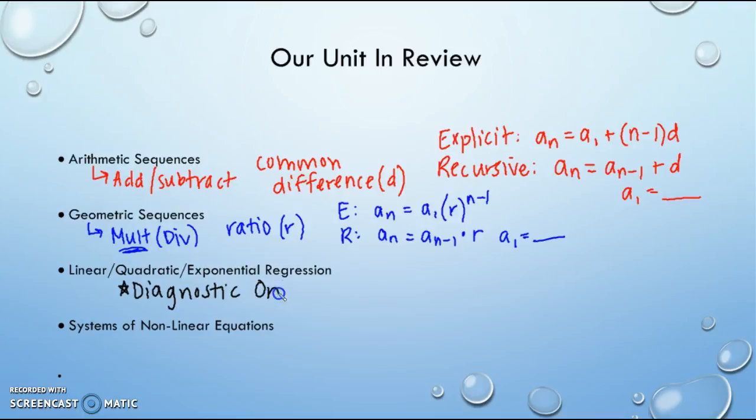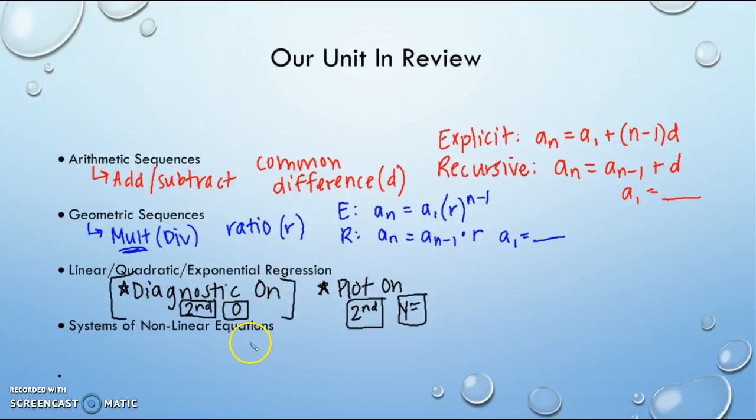And you do that by going to second 0 and going down to diagnostic on. And then if you're ever going to look at your graph, which you may not always, but if you do, you want to make sure you turn your stat plot on. And to do that, you go to second y equals. The important one is definitely your diagnostic. Okay, because turning that on is going to allow us to see the correlation coefficient r. And remember, r can be between -1 and 1, and the closer it is to -1 or 1, the stronger the correlation. So that's our correlation coefficient.